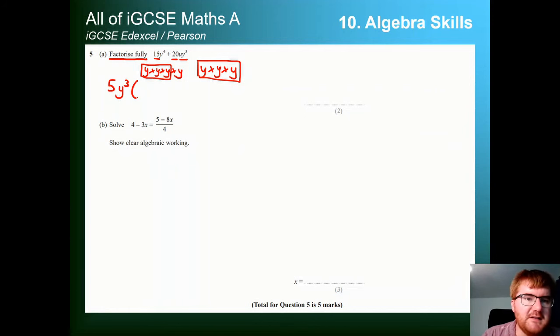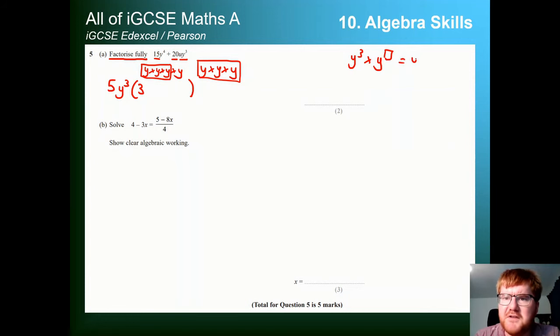Now, once we've discovered that highest common factor of the entire expression, then we work backwards. So what do we multiply 5y cubed by to get 15y to the power of 4? Well, we need a 3 because 5 times 3 is 15. Y cubed times what gives me y to the power of 4? Let me write it over here. And we've done some work on indices already. And again, we're missing that y to the power of 1.